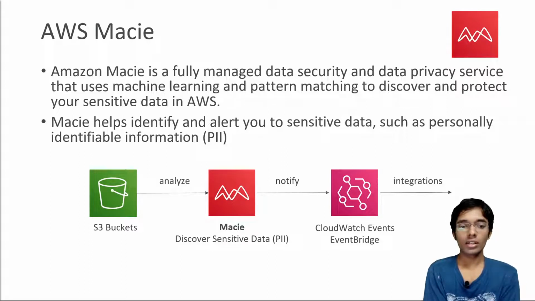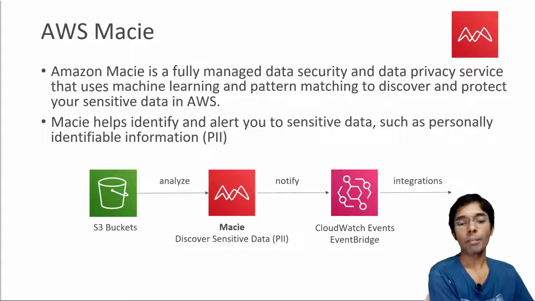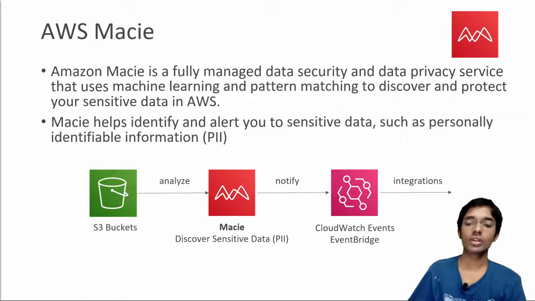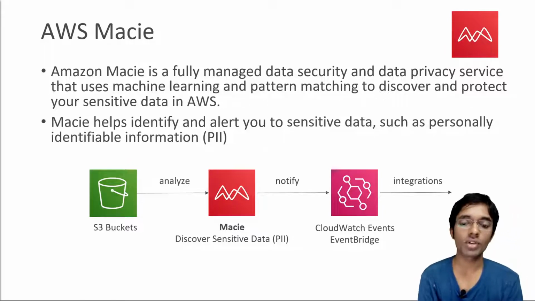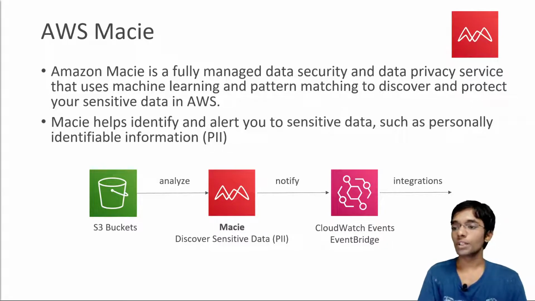Now let's talk about Macie, AWS Macie. So Macie is a fully managed data security and data privacy service that will use machine learning and pattern matching to discover and protect your sensitive data in AWS. More specifically, it will alert you around sensitive data such as personally identifiable information, which is named PII.